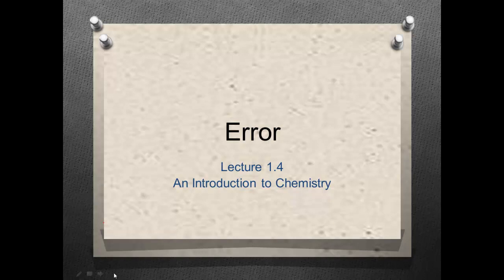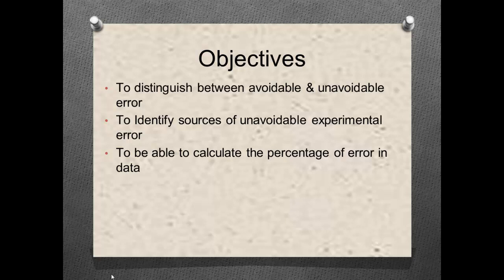This is the fourth lecture on Unit 1 covering error. So with this lecture, you're going to be able to distinguish between avoidable and unavoidable error, to identify sources of unavoidable experimental error, and to be able to calculate the percentage error in data. So you might want a calculator handy for that last one.